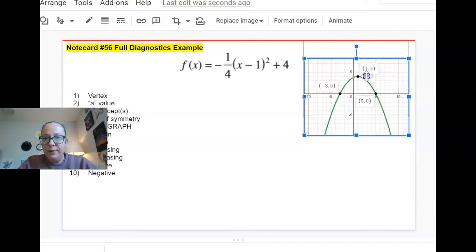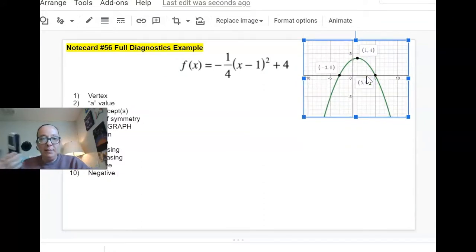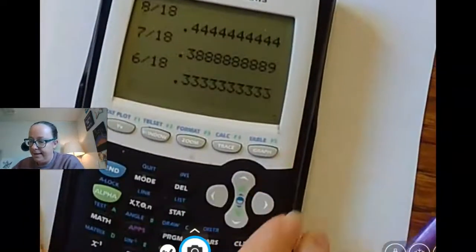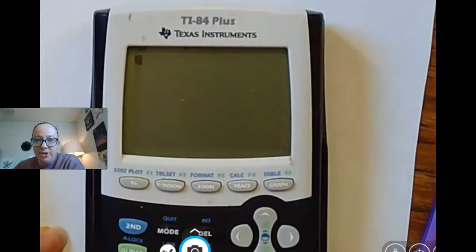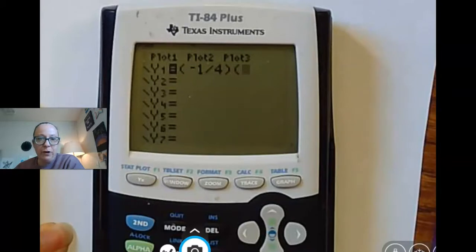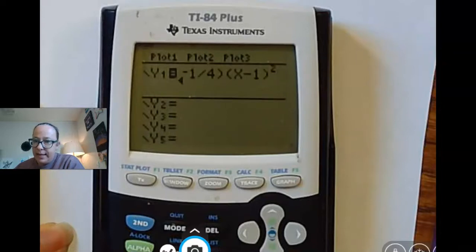Okay, so there's the graph. Again, I'm going to type it in the calculator as well. So here we go. All right. Now, if you haven't done this a lot, which I'm sure you have, you go to Y equals, clear out whatever's in there, and I'm going to type this in. I've got negative 1/4 in parentheses. That's A. I can just put negative 1/4 without a parenthesis, but I think a good habit when you have negative numbers is to put it in parentheses. And then I have a binomial, (x minus 1) squared, and then plus 4.